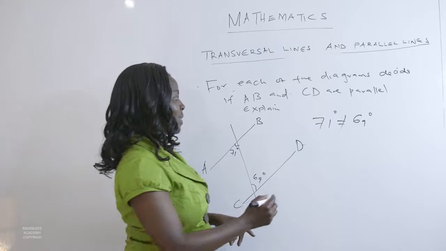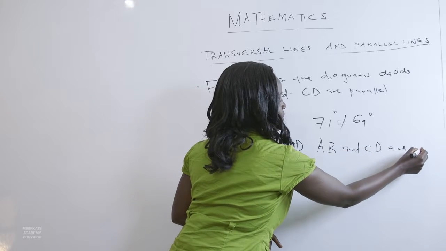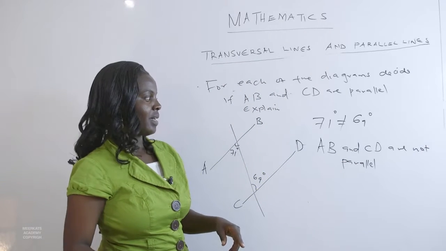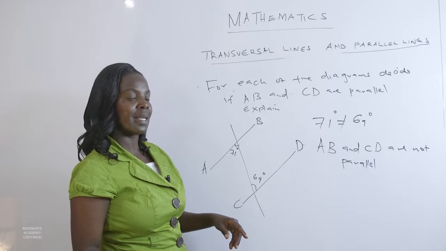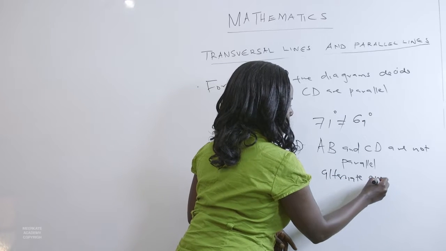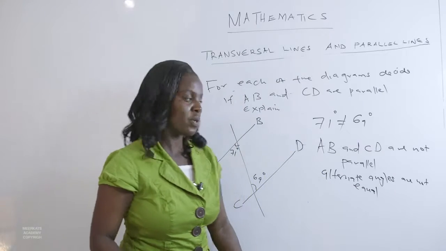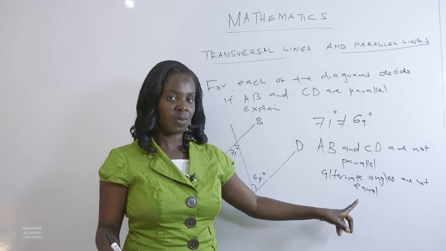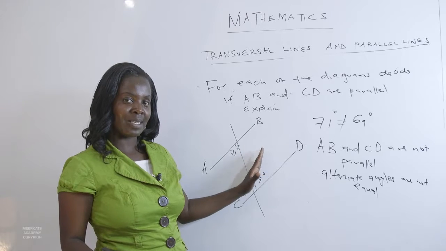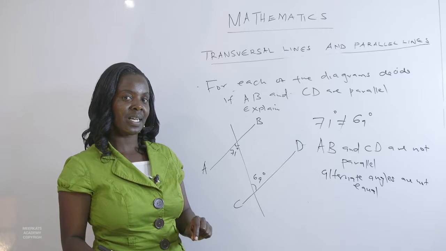So AB and CD are not parallel. Reason? The reason is because alternate angles are not equal. So you should be able to identify two parallel lines using alternate angles. Check if the alternate angles are equal. If they are equal, the lines are parallel. If they are not equal, the lines are not parallel.